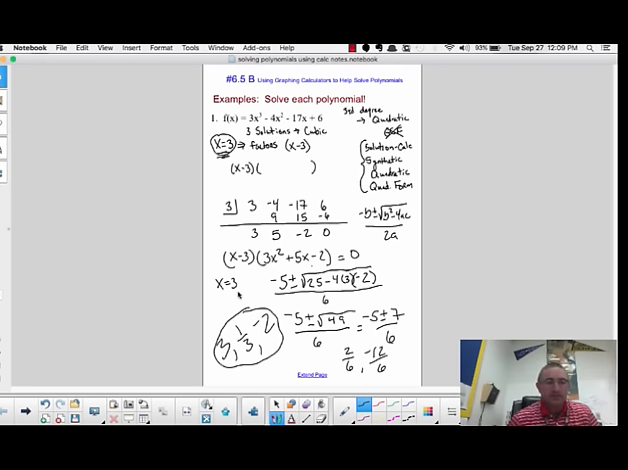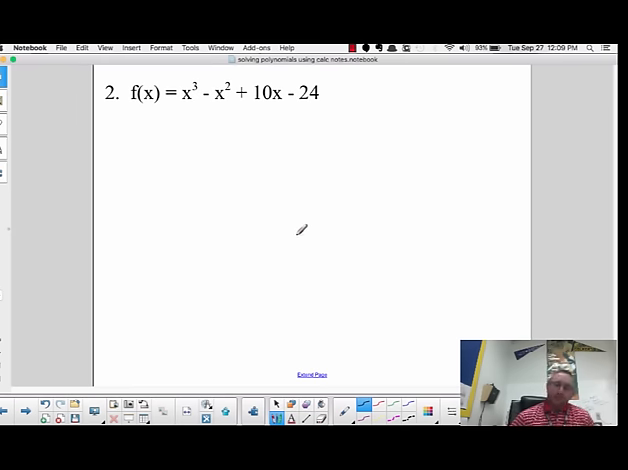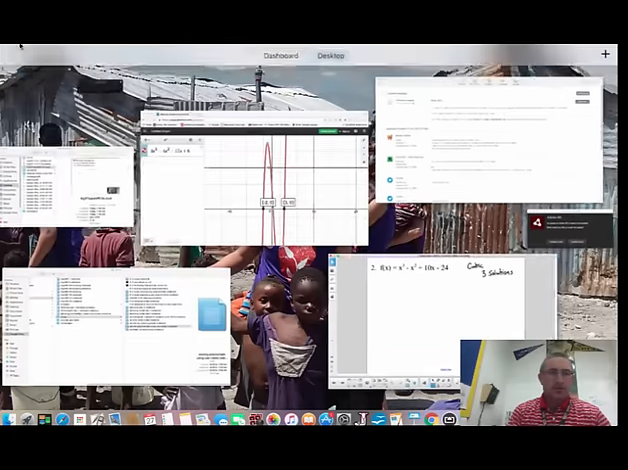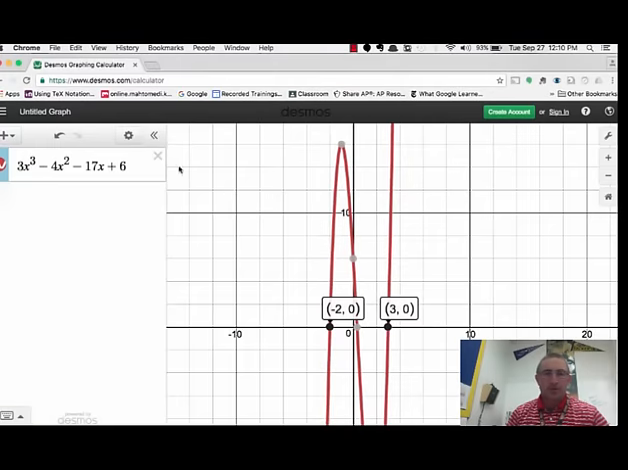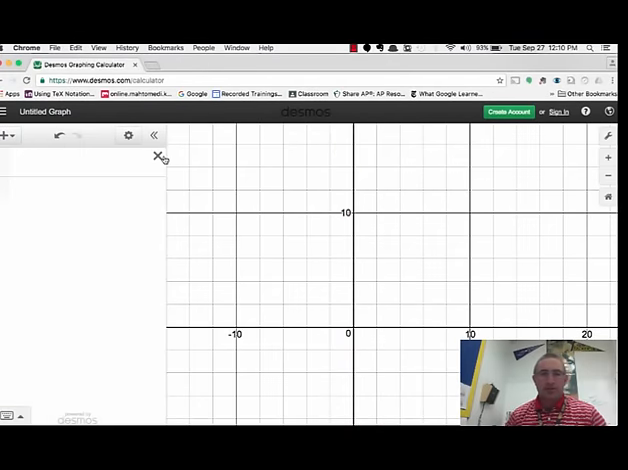All right. Next problem. Let's try this again. So again, I have a cubic. There's got to be three solutions. Three solutions. Okay. To find at least one nice solution, I'm going to go to my calculator again. Okay. So we're going to come up here. We're going to go back to Desmos. I'm going to clear out this function.